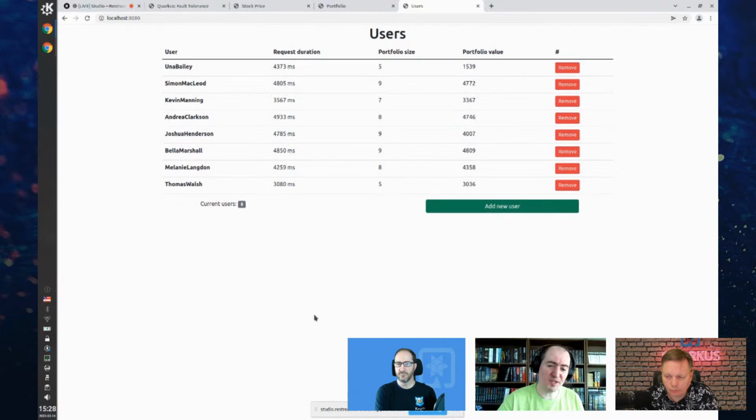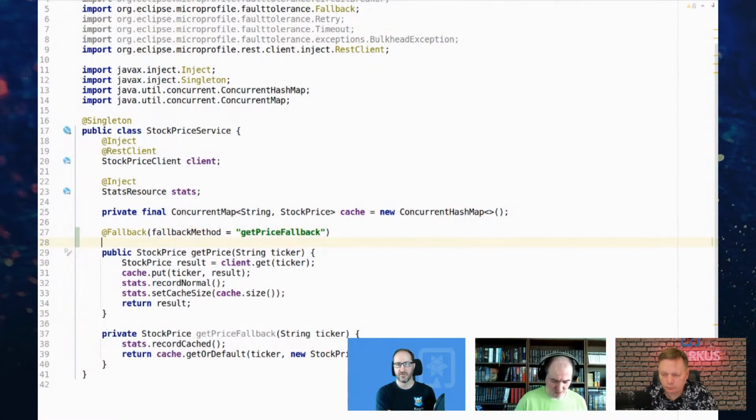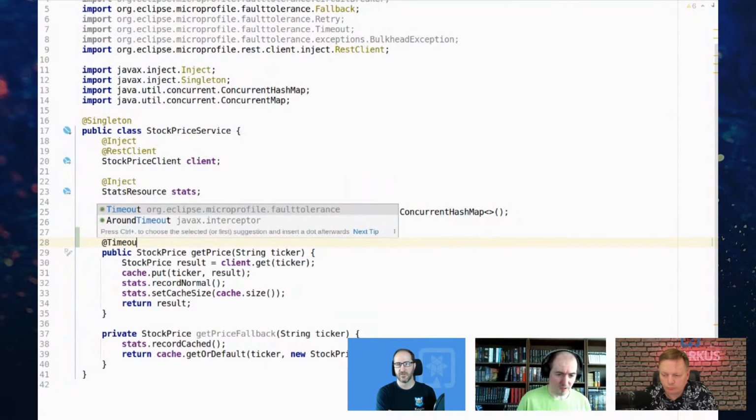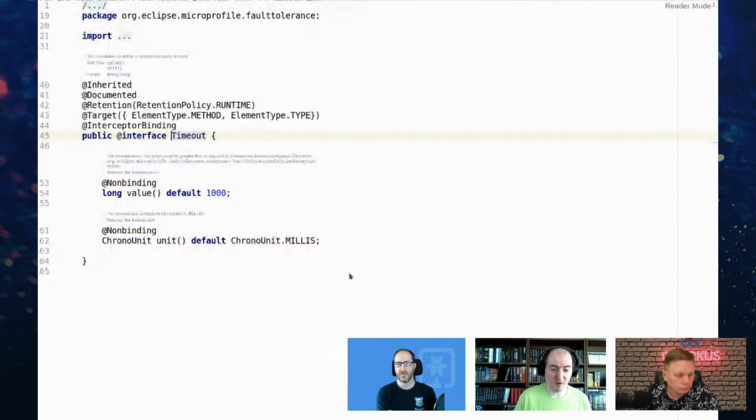So the first thing you want to do is to guard the call to the stock price with a timeout. If it takes like 5 seconds and then ends with an error, it's basically useless, right? So the first thing we can do is to add a timeout. By default, the timeout annotation enforces a timeout of 1 second.